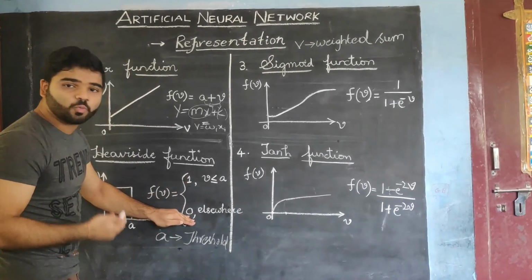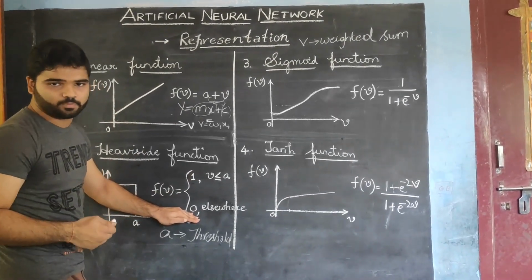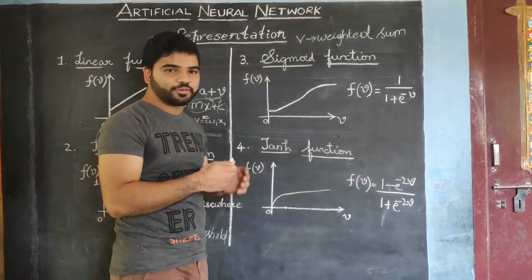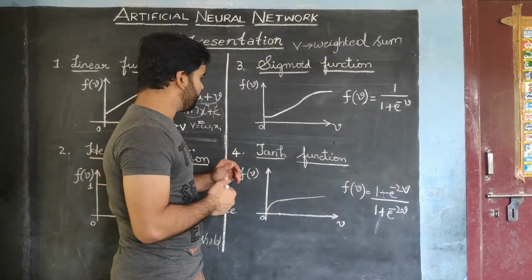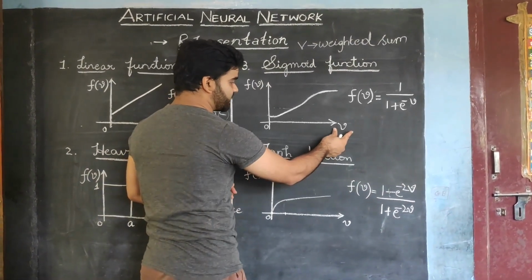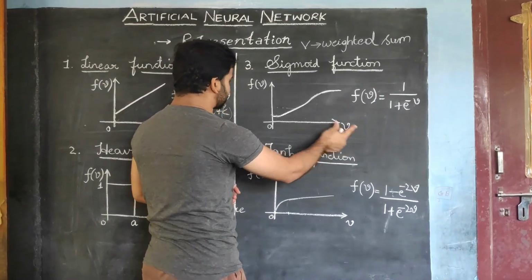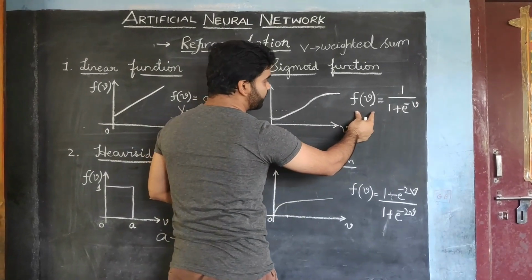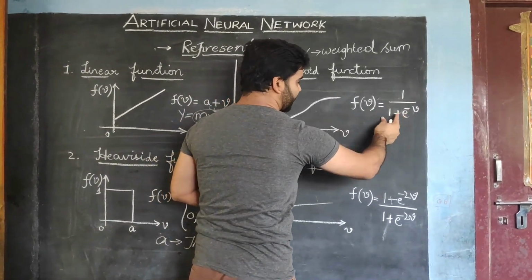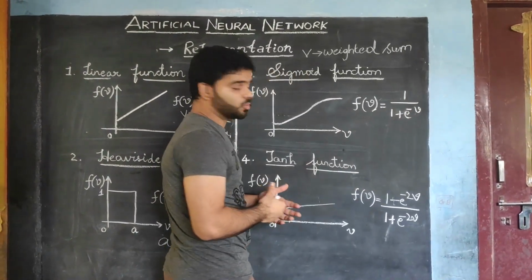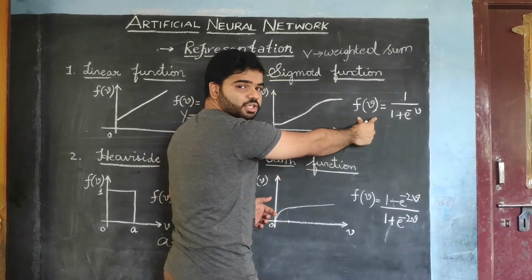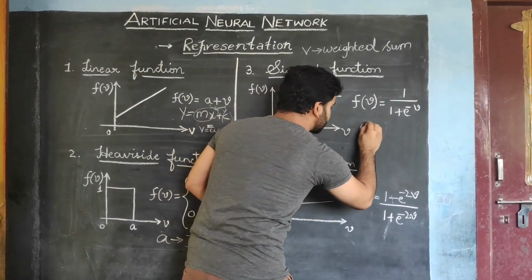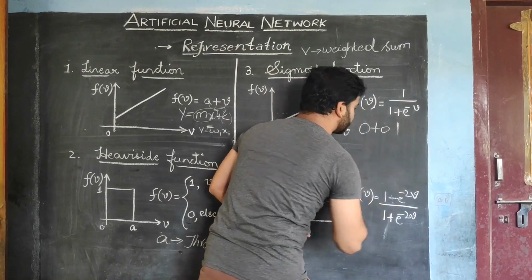And if it is 0, we are going to classify it as a girl. Let us get to the sigmoid function. In this sigmoid function, similarly we have taken v on the x-axis and f of v on the y-axis. Now the output will be f of v equals 1 by 1 plus e power minus v. So, the output of this sigmoid function will be between 0 and 1.